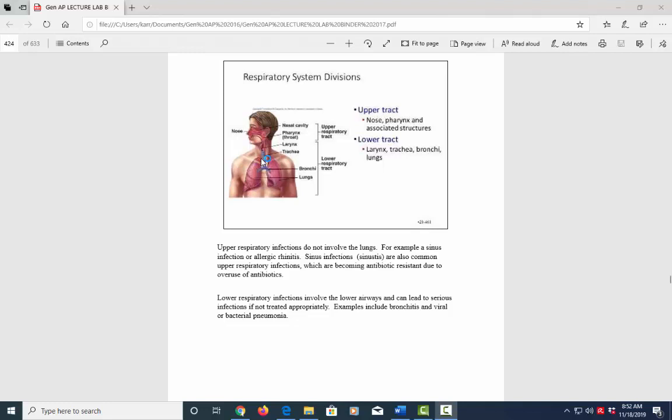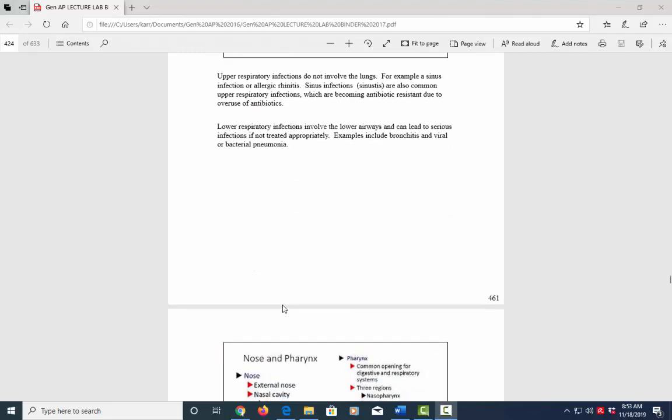So when someone has an upper respiratory infection, we're talking about a lot of mucus production in the nose and the upper airways, and not so much down in the lower part of the respiratory tract, in the larynx, trachea, and bronchi. Common upper respiratory problems are people that have seasonal allergies, where they have a lot of swelling, itchy eyes, and a scratchy throat. That's upper respiratory. Bronchitis and pneumonia are lower respiratory infections.